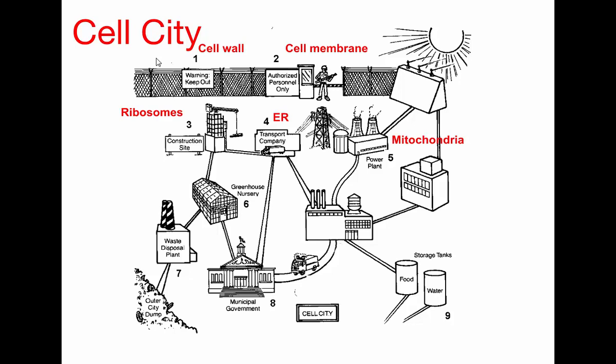Number 6, the greenhouse, where they're growing the food to feed the people in this town. What organelle would that greenhouse be like? What do you think, Luke? The chloroplast. Yeah, the chloroplast. Chloroplast makes food for the plant cell.